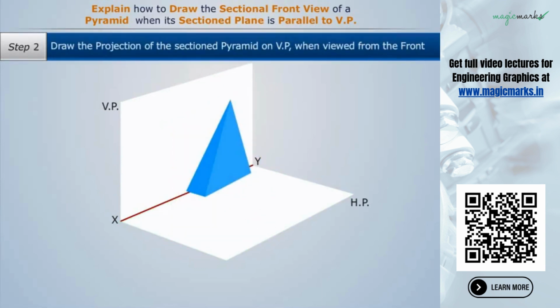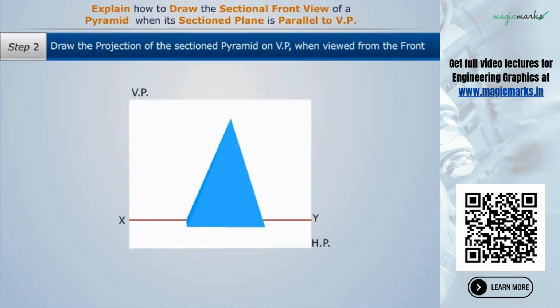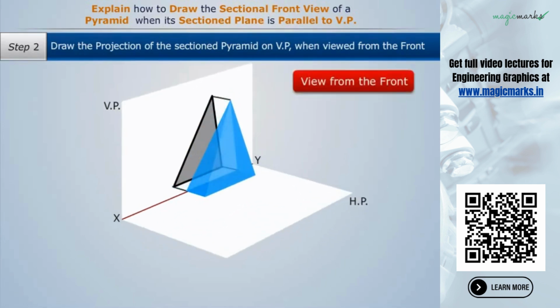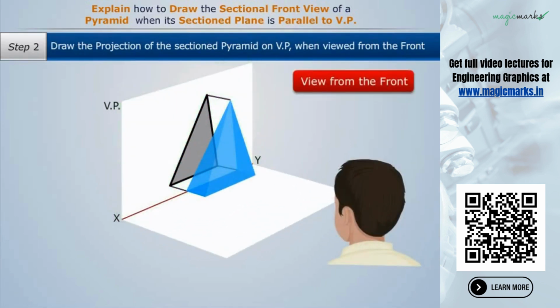In the second step, we draw the projection of the section pyramid on VP when viewed from the front. So let us view the section rectangular pyramid from the front. We get its projection on the VP as 1', 2', 3'.